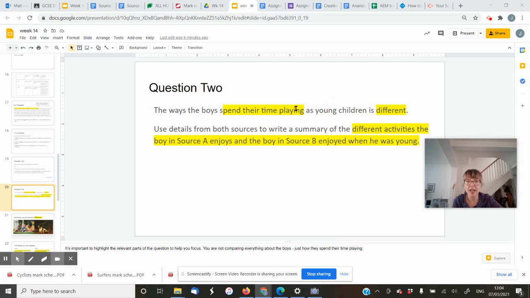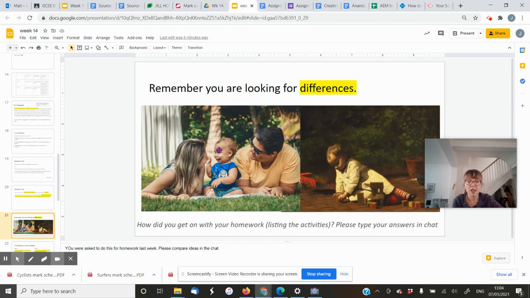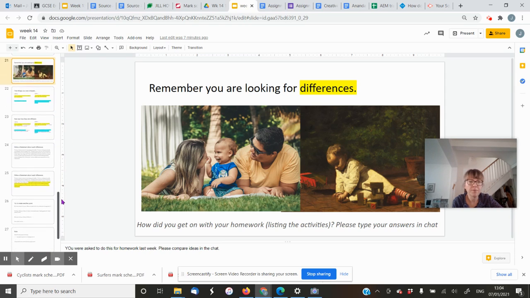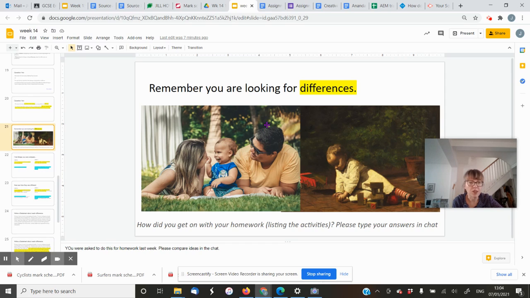So the way the boys spend their time playing is different. We know we're looking for differences, the different activities the boy in source A enjoys and the boy in source B enjoyed when he was young. So remember, for this question, we're looking at differences. Part of your homework last week was to write a list of the activities that each boy liked to do in both sources. So if you can share those in the chat now. Pause the video and share those ideas in the chat.